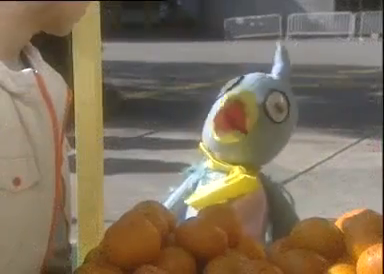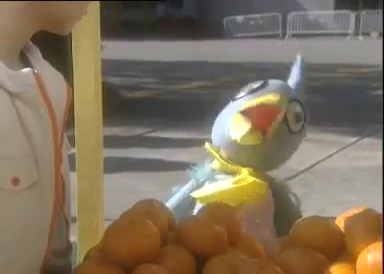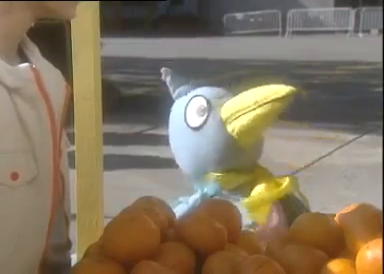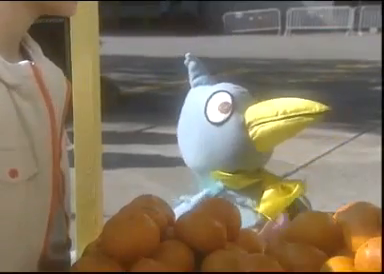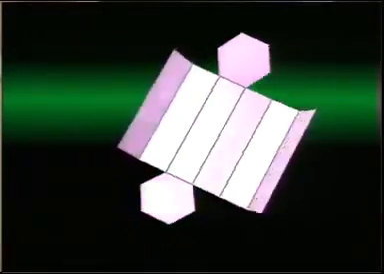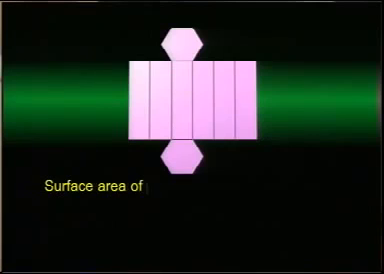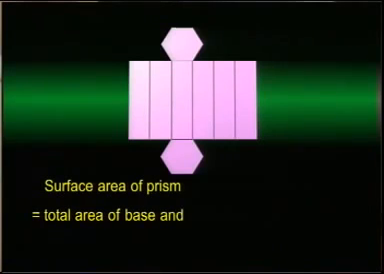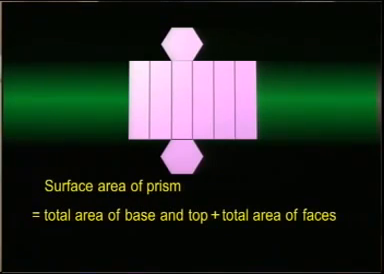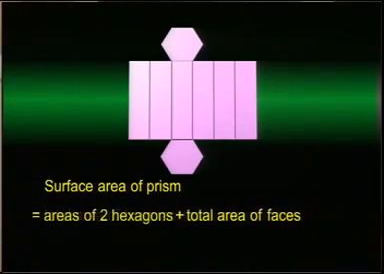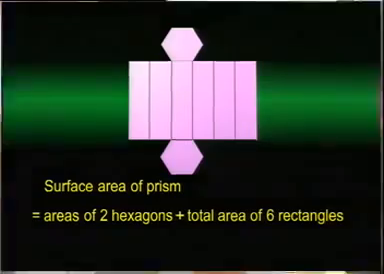Hmm, I get it. Now then, let me try to find the surface area of a hexagonal prism. Tell me if I'm right. The net of a hexagonal prism looks like this. It has a hexagonal base and top and six rectangular faces. The surface area equals the total area of base and top plus the total area of faces. So in this case, the surface area equals the areas of two hexagons plus the total area of six rectangles. You learn quickly. You're a clever bird.